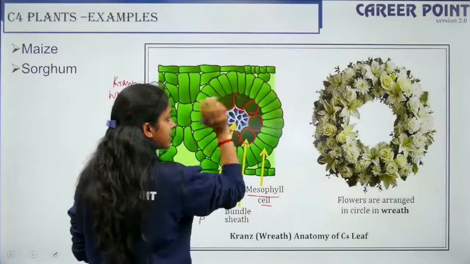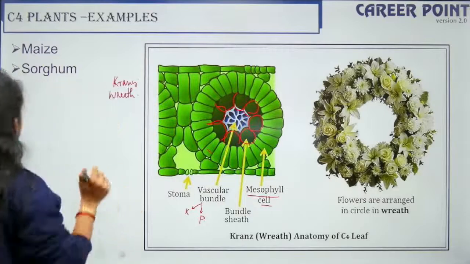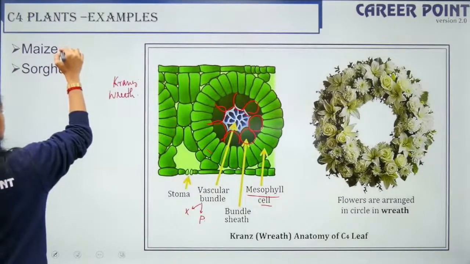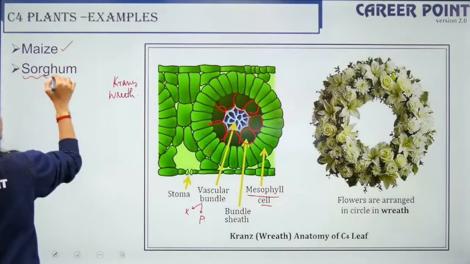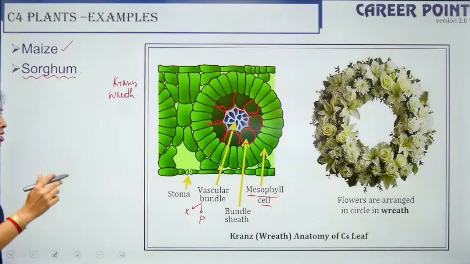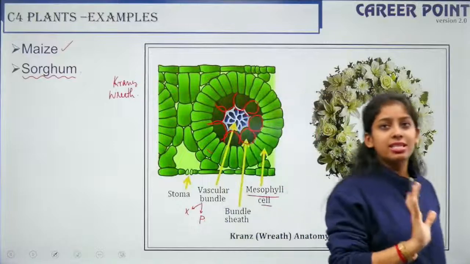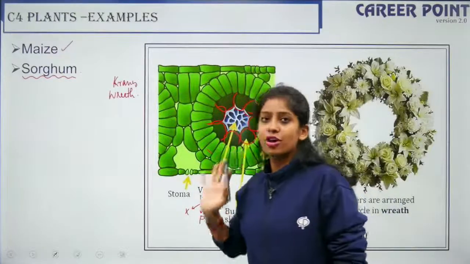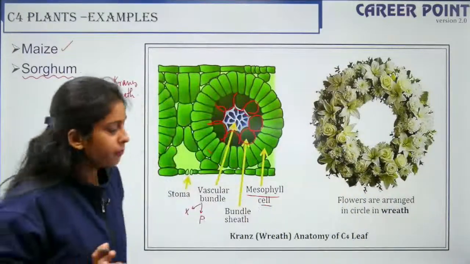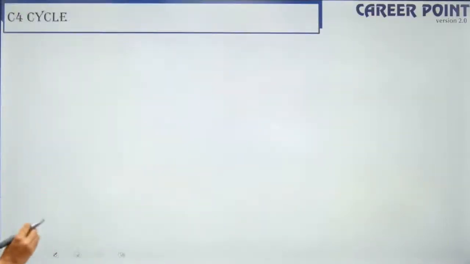It is very, very thick. That is what they are saying. So what are the examples? Oh, okay, so one is maize, the other one is sorghum. Sorghum is a corn type plant, okay? So these are the two examples that are mentioned in your NCERT for your C4 plants. Fine? Okay. So now we move forward.